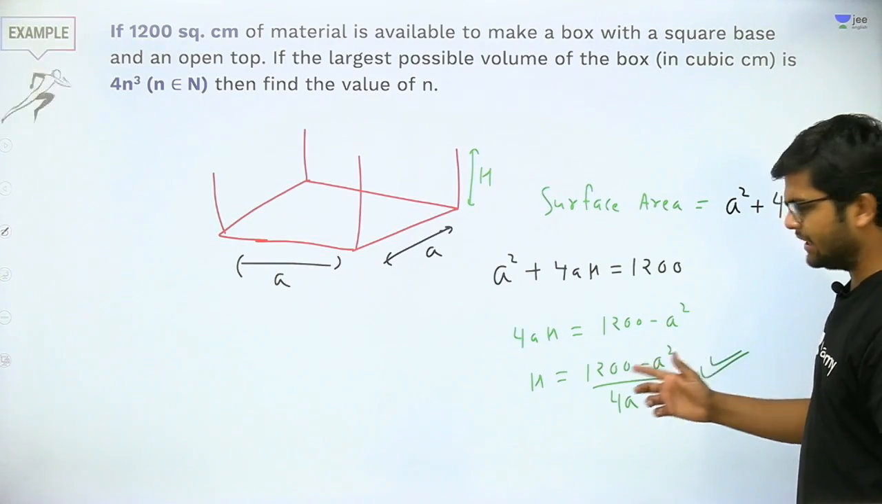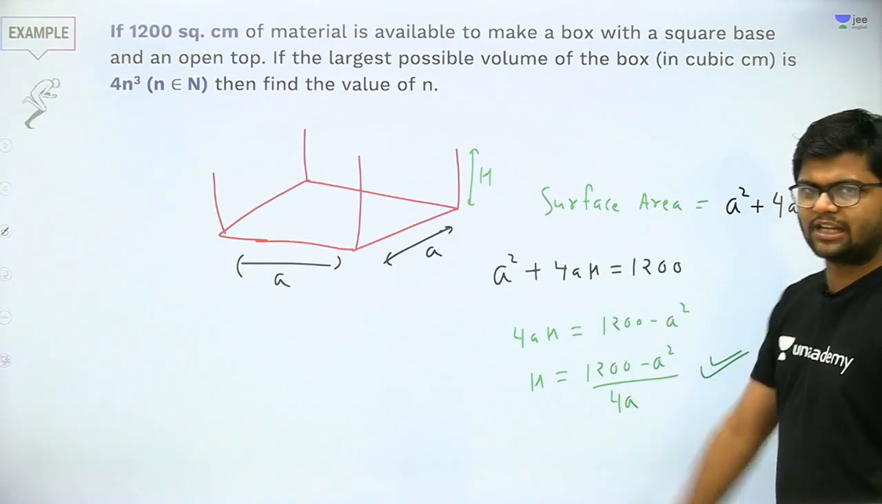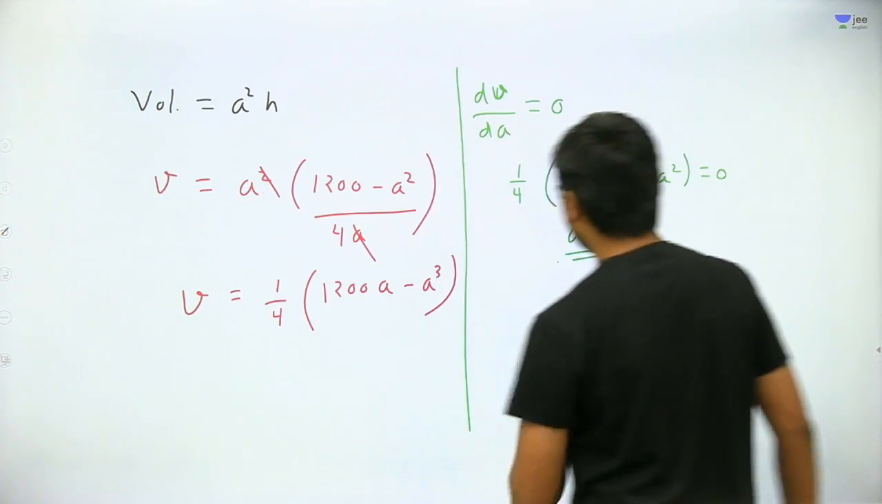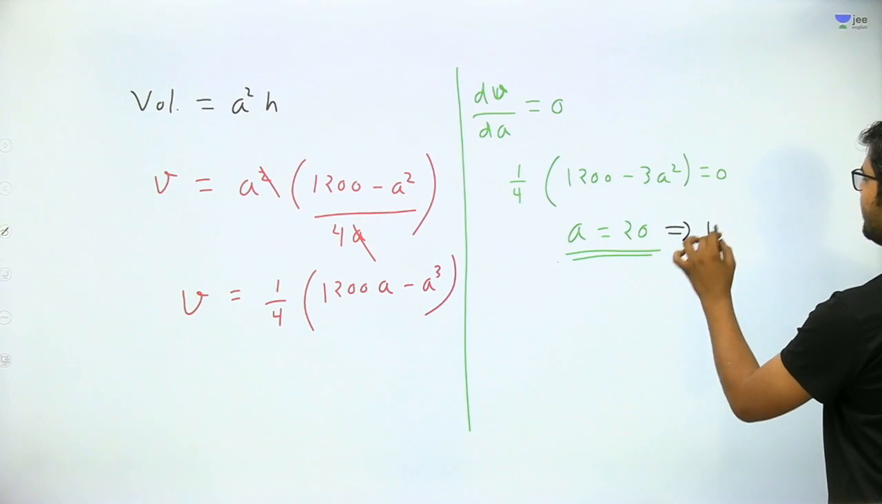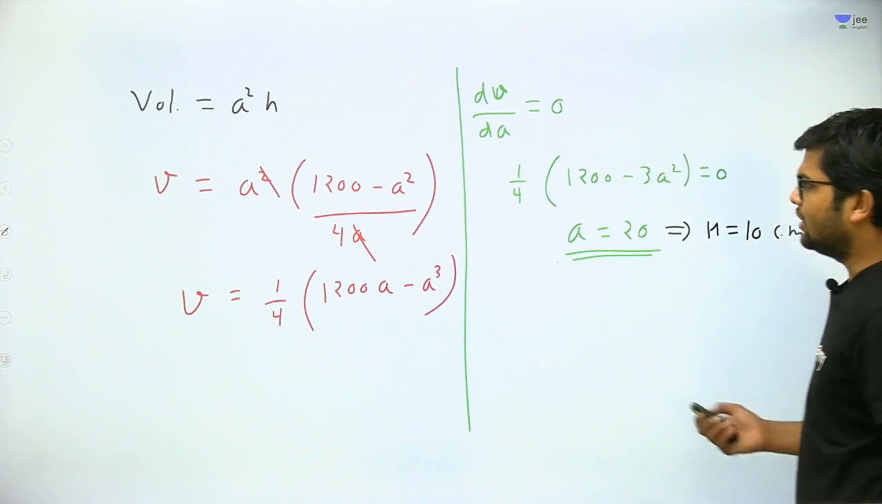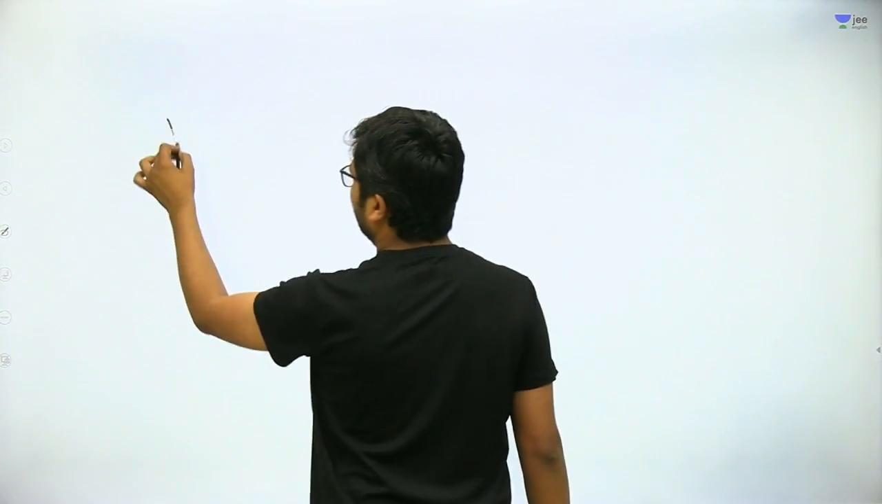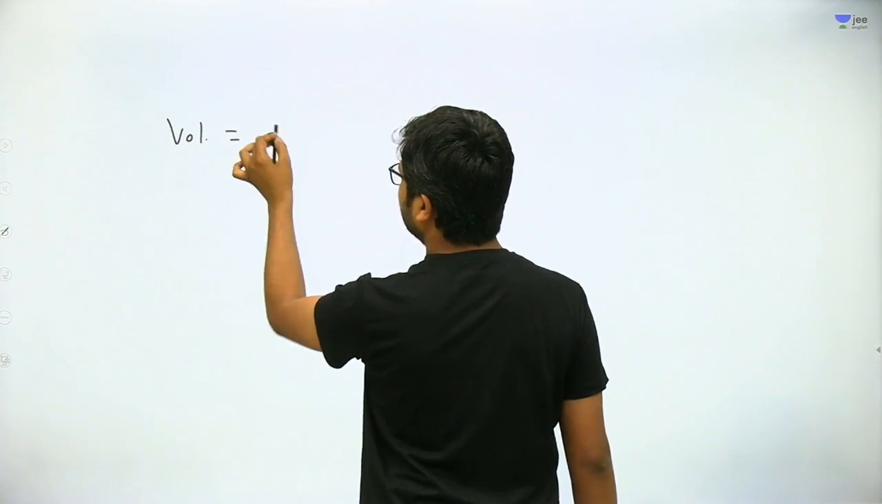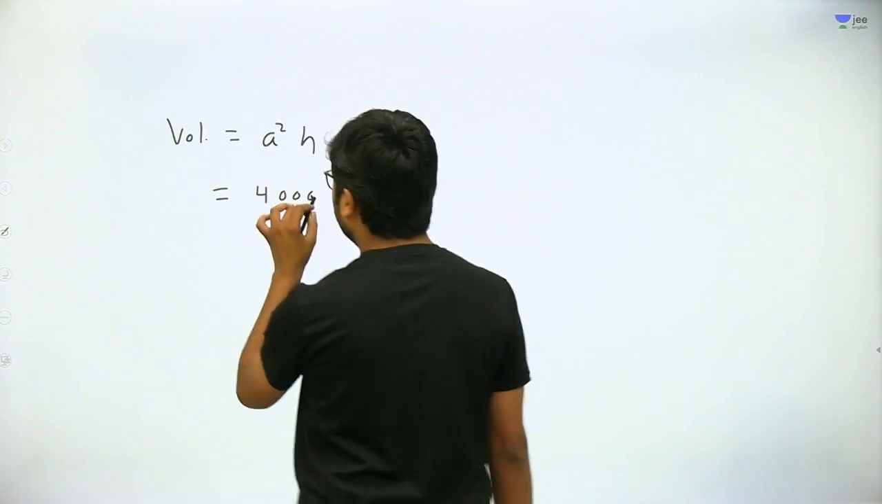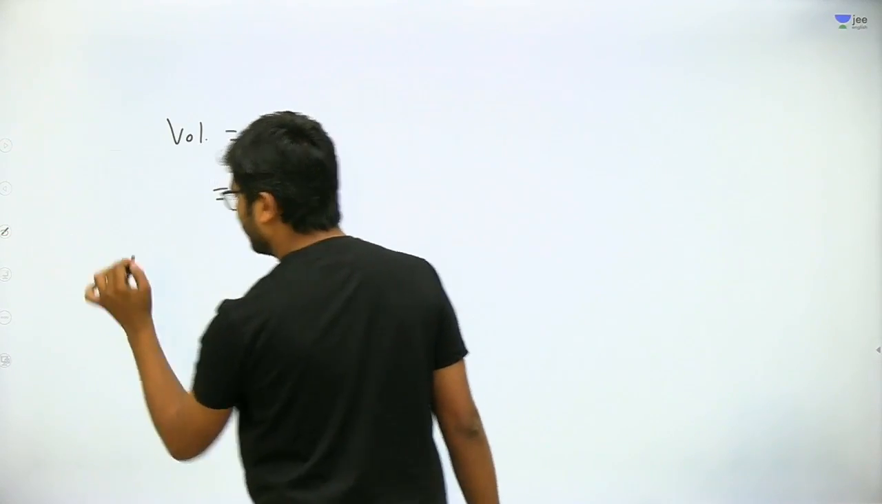1200 minus 400, 800 by 80, H will come out to be 10. If a is 20, then height of the figure will come out to be 10. You can easily calculate it by putting in the equation. Now we need to find the volume. So volume of the figure is equal to a square h. So it will come out to be 4000 cubic centimeter.